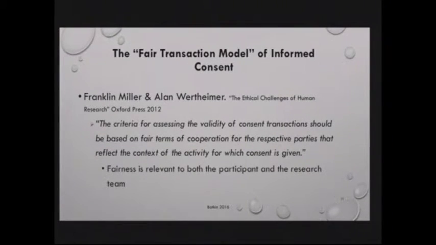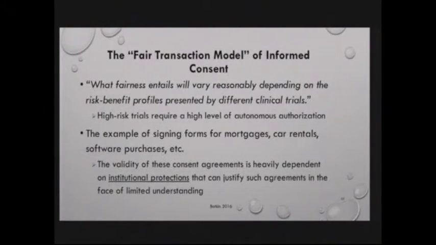So I want to pick up here on this notion of a fair transaction model of informed consent that was developed by Frank Miller and Alan Wertheimer. Basically the notion here is captured in this quote: "The criteria for assessing the validity of consent transactions should be based on fair terms of cooperation for the respective parties that reflect the content of the activity for which the consent is given." So basically, fairness is relevant both to the participant and the investigators. What fairness entails will vary reasonably depending on the risk-benefit profiles presented by different clinical trials. So high-risk trials, of course, require a higher level of autonomous authorization. Low-risk or minimal-risk trials may require a very different approach.